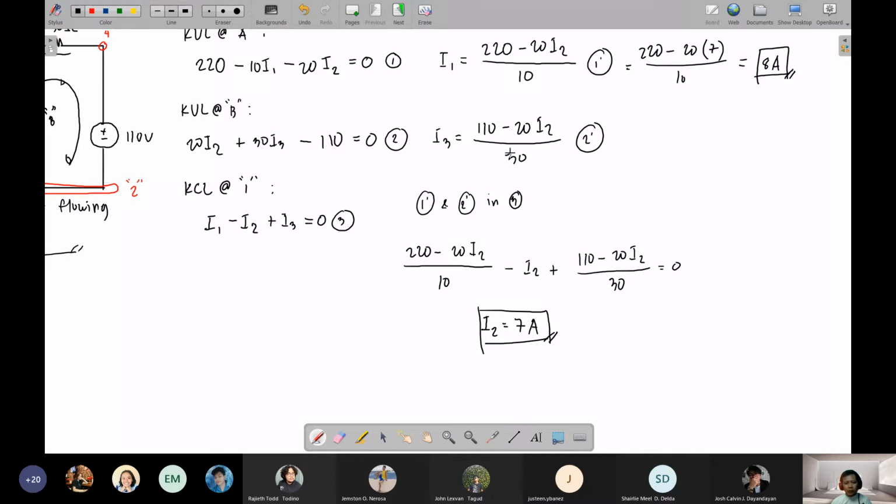Okay? Then for I3, this will be 110 minus 20 times 7 divided by 30. So 110 minus 140, negative 30 over 30. This will be negative 1 ampere.